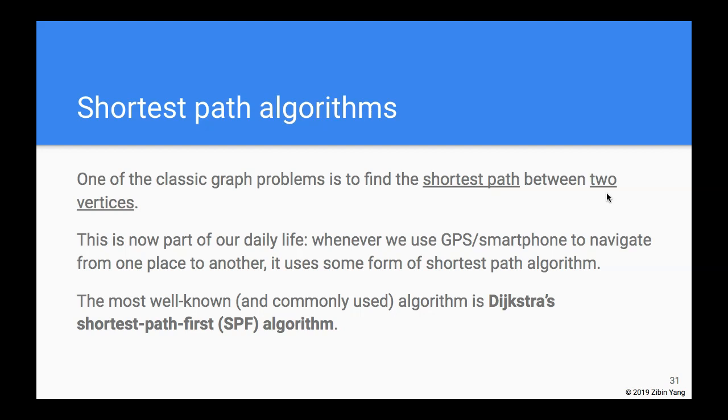Anytime you get in a car and start driving, using your GPS on your smartphone to go from one place to another, it is using some form of the shortest path algorithm. And most likely, that is a variant of Dijkstra's shortest path first algorithm.